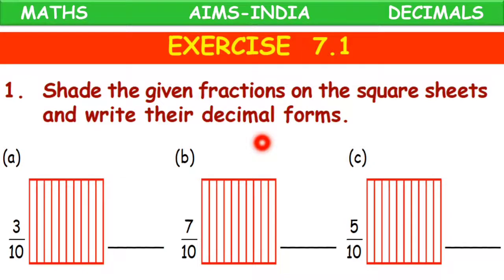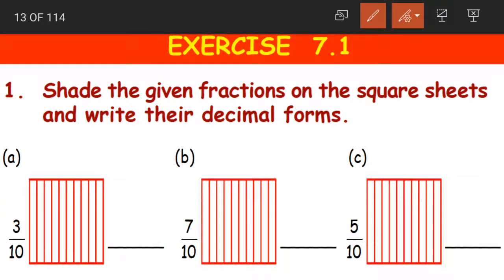Shade the given fractions on the square sheets and write their decimal forms. What is the first one? 3 by 10 is the first one. That means here we have 1, 2, 3, 4, 5, 6, 7, 8, 9, 10 parts. Out of which how many should we shade?